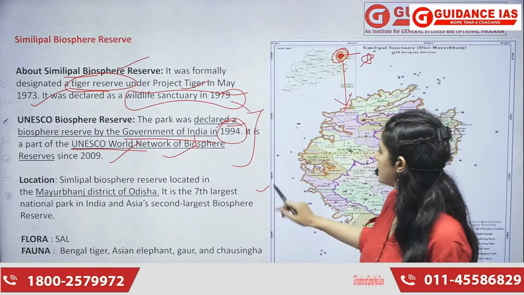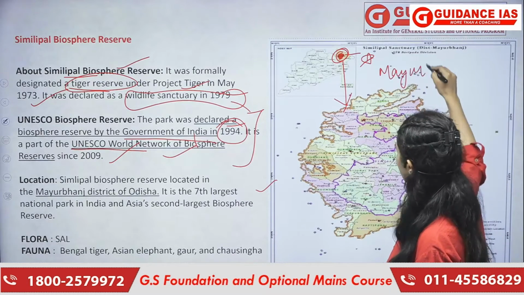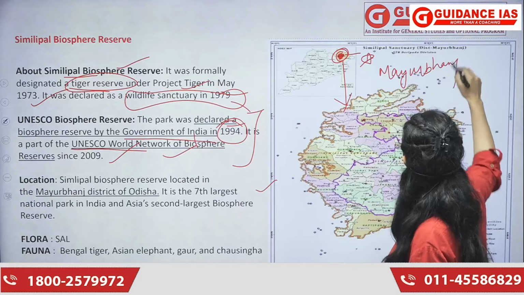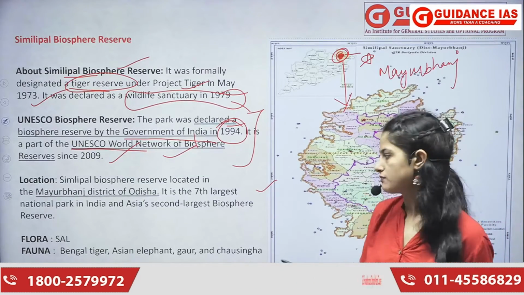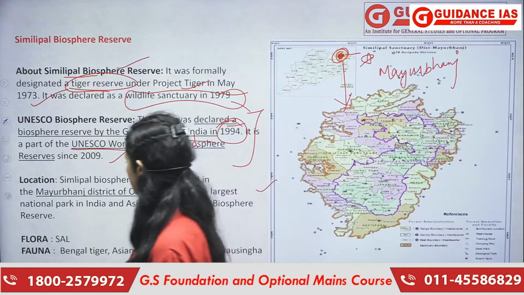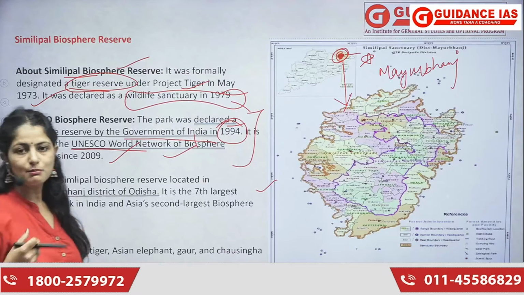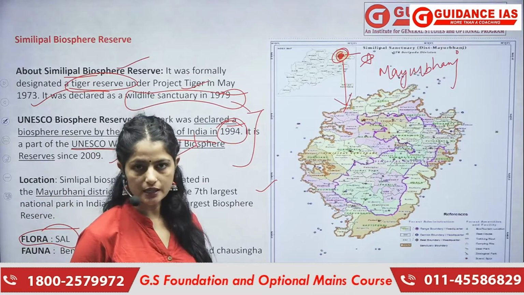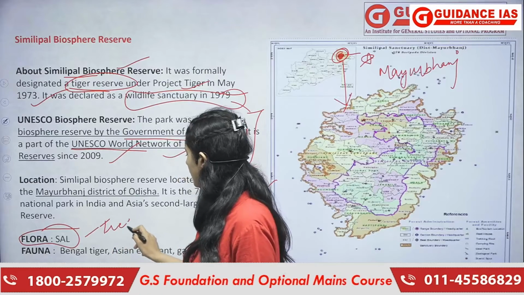And it is located in the Mayurbhanj district of Odisha, and it is the 7th largest national park of our country. If we talk about the flora, as in flora means the plant species which is found in a particular area or a biosphere reserve. So sal trees यहाँ पर बहुत सारे देखने को हमें मिलते हैं.